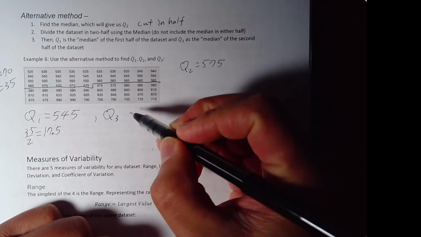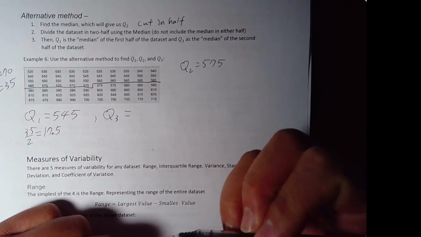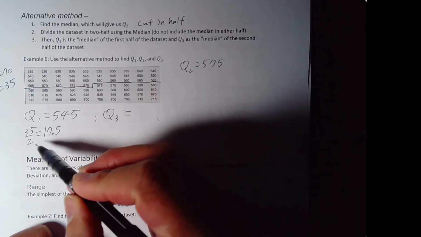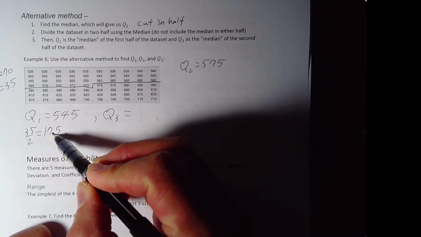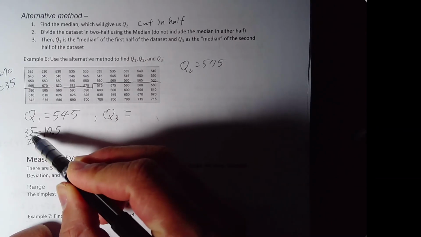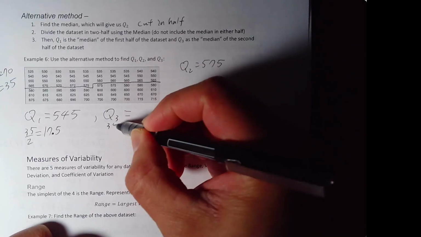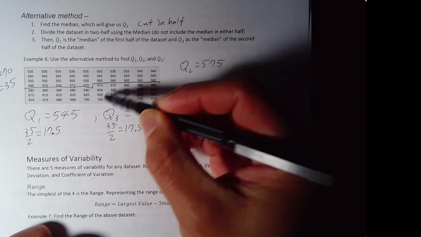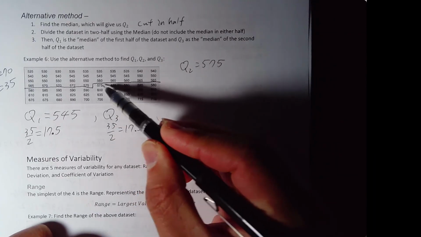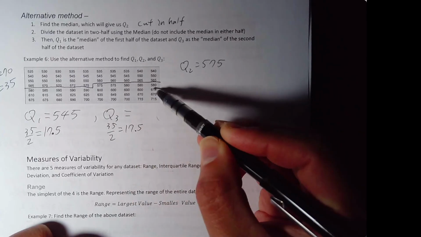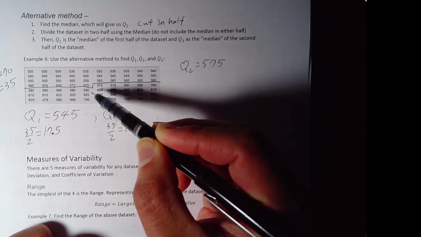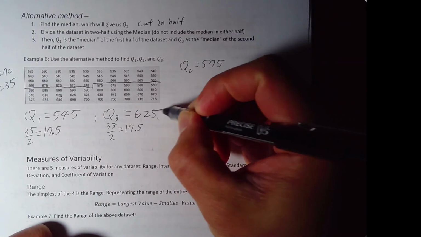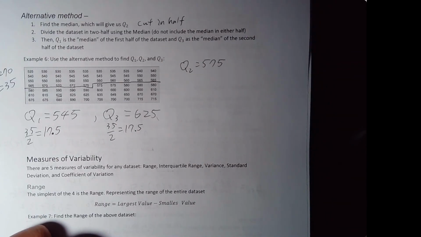Now let's look at Q3. Q3 is the median of the second half, so I'm going to ignore the top half and look at the second half. Luckily, the data set is the same size, so it's also 35 divided by 2, which gives me 17.5. I'll just count down here: 10, 15, 16, 17, 18. 18, there we go: 625. Boom. And that's it. That is the alternative method.